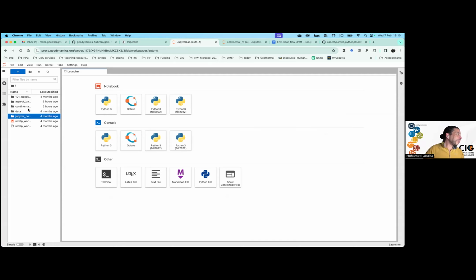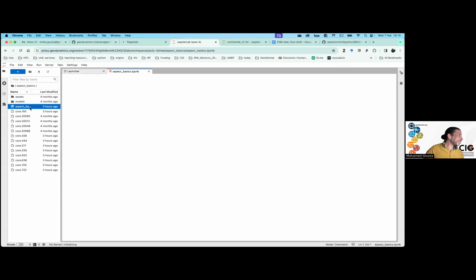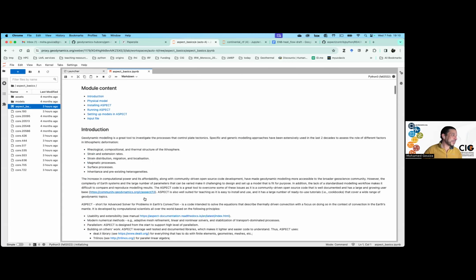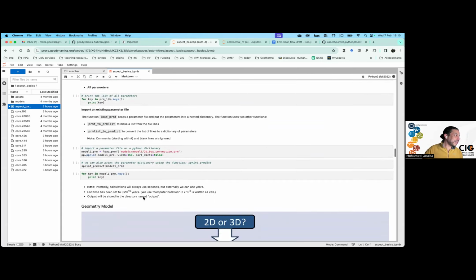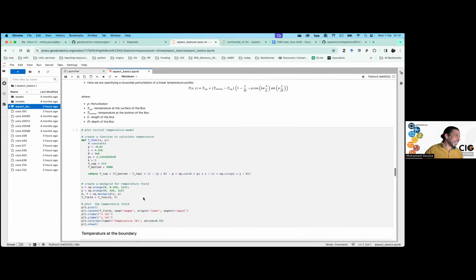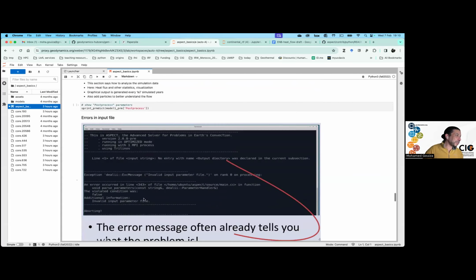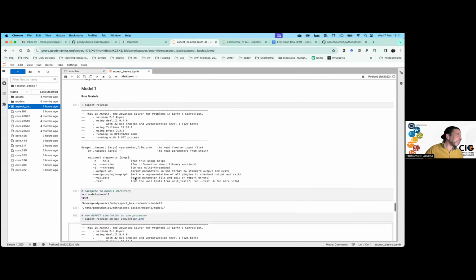And basically, I just want to show you an example that it works. So if I go to Aspect Basic, for example, and I launch this one. Yeah. So basically here I run an example of the 2D convection model.